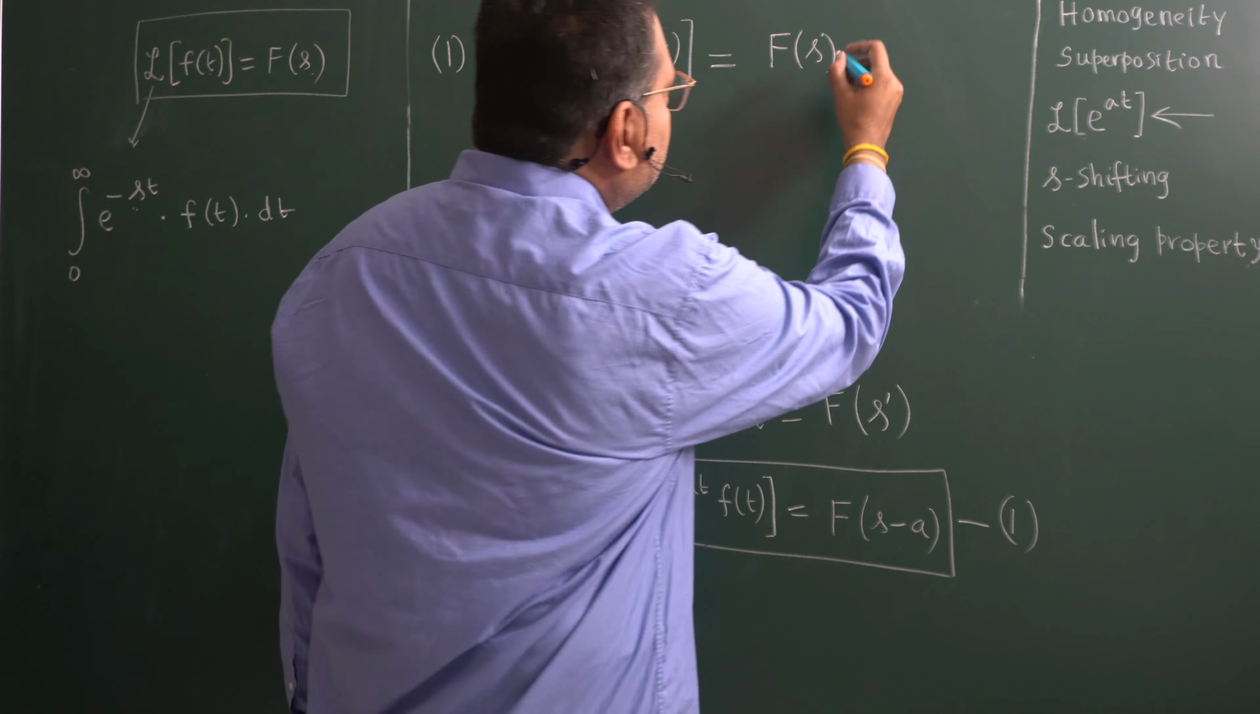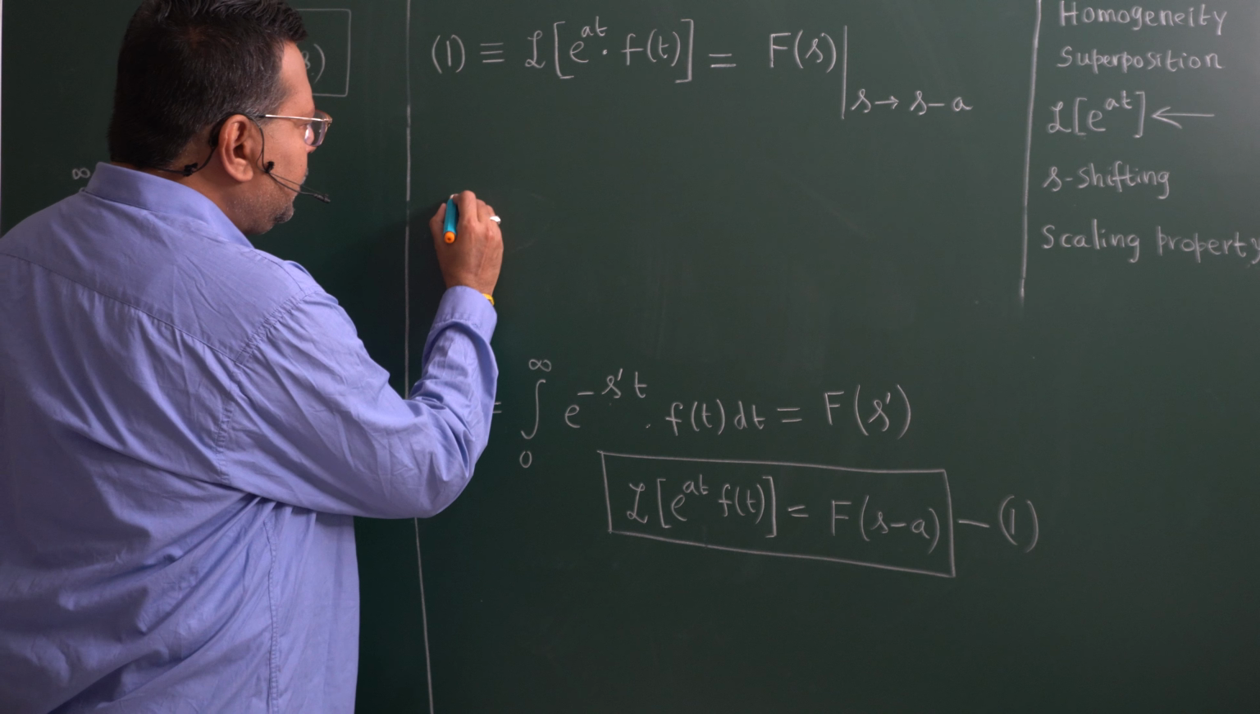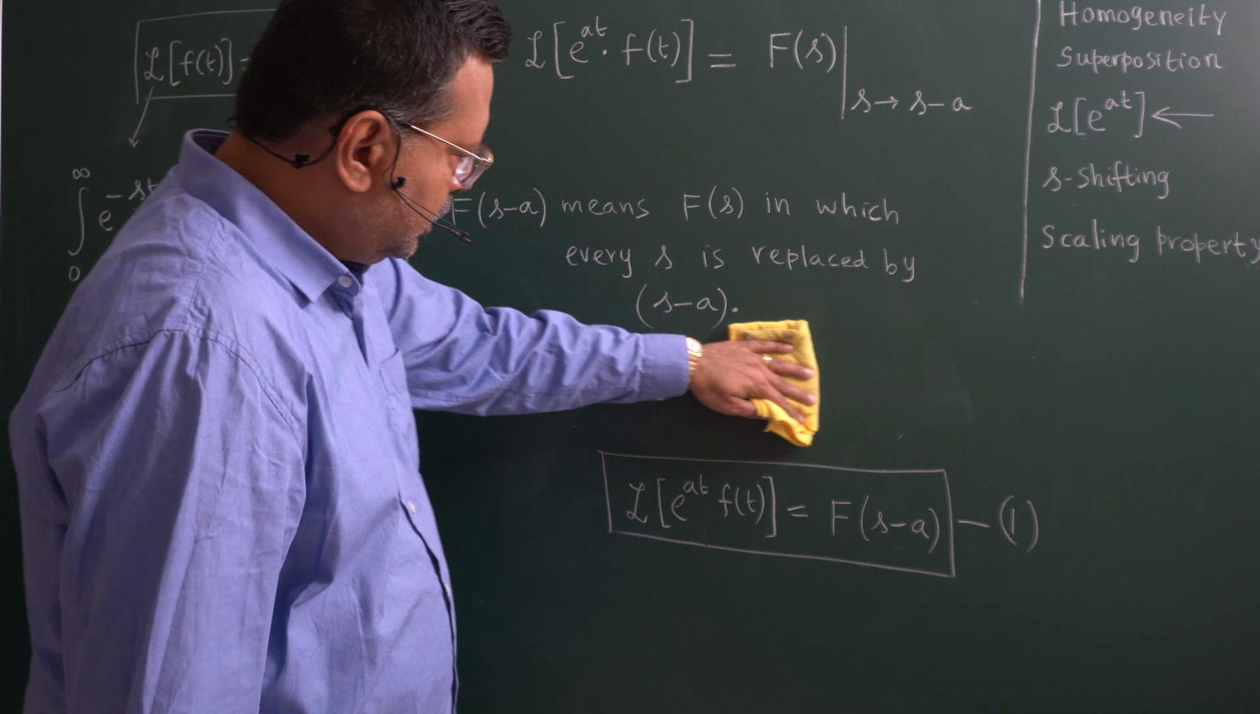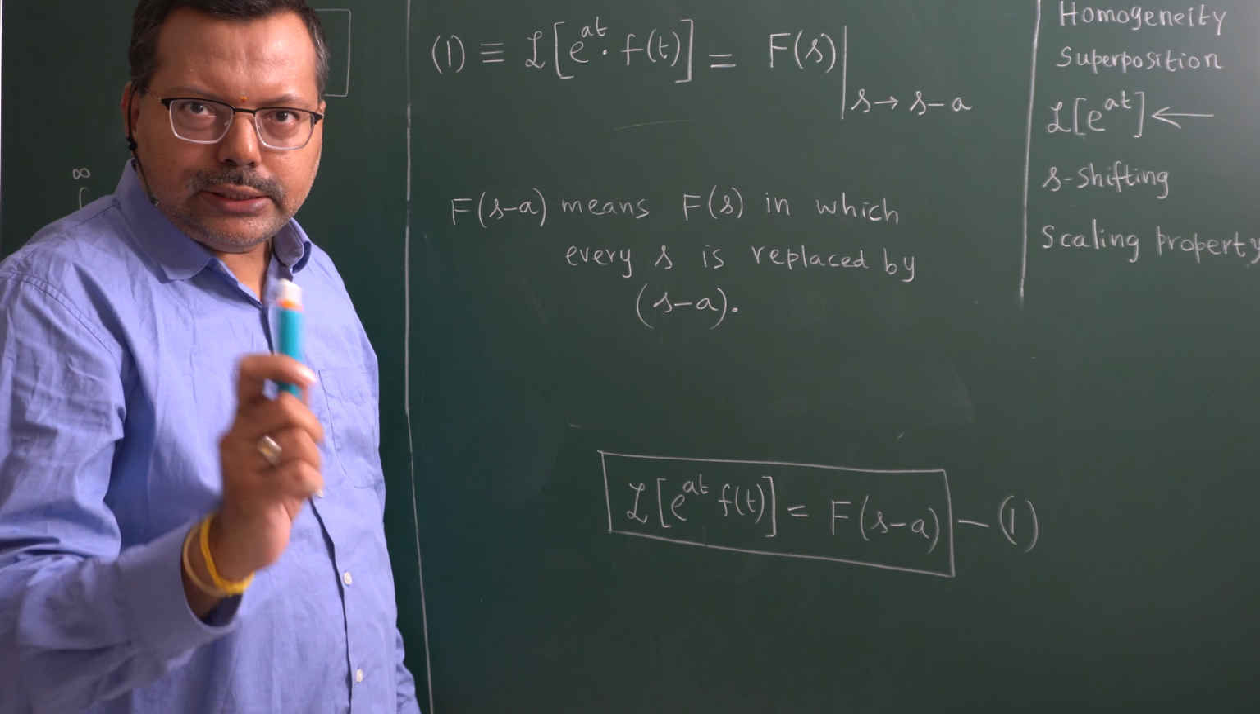What is the meaning of this? Replace every s by s minus a. Simply replacement. If you do that, that is called F of s minus a. Okay, so that's what you mean, you understand, capital F of s minus a. So this line is very important for understanding purposes.